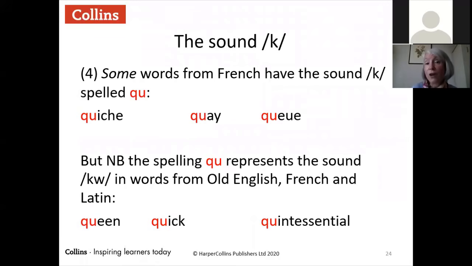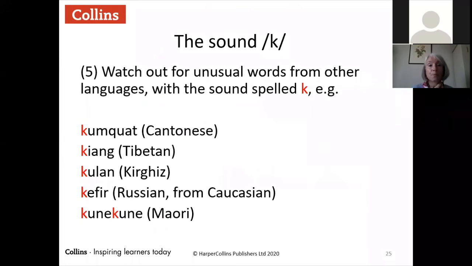Some words from French have the sound K spelled with QU: quiche, key, Q. But we need to be careful with this because the QU grapheme also represents the sound KW in words from Old French, French and Latin: queen, quick, quintessential. So if they say French, it might be QU, it might not be. We have to be a bit careful with this information, but it's still nevertheless a very valuable clue.